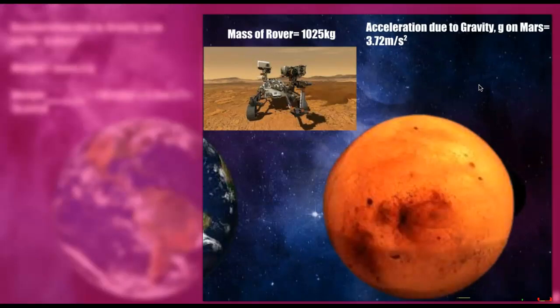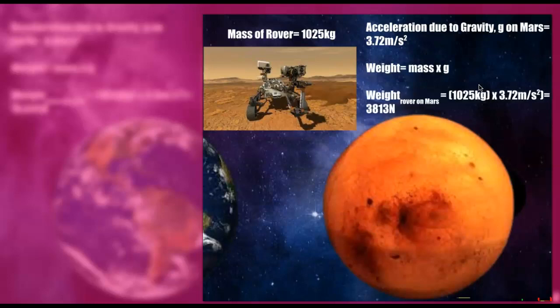On Mars, the acceleration due to gravity, or g, is equal to 3.72 meters per second squared. You can see that it's about a third of the acceleration due to gravity on Earth. What do you think that's going to do to the weight? Well, it's pretty simple mathematically. If weight is equal to mass times g, and I decrease my g, I'm certainly going to decrease the weight, or the force of gravity on the object.